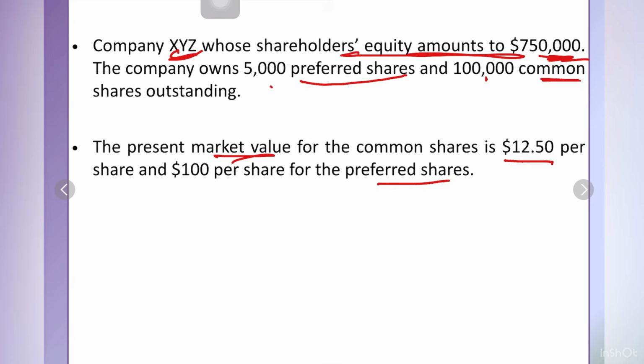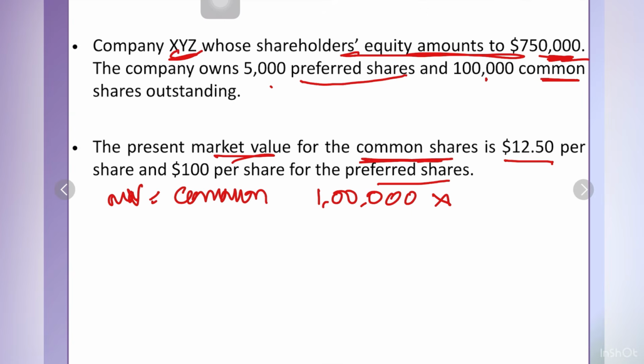First of all, we are going to compute the market value of common shares. How many common shares do we have? 0.1 million into how much? For common shares it is 12.5. So this comes out to be 1.25 million, right? I hope this is clear to you.